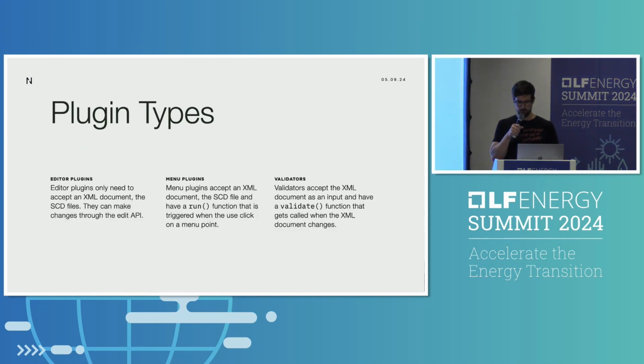As you may have seen, we have 3 different plugin types. We have editor plugins, where most of the work takes place. The only requirement they have is that they have to accept an XML document. That's the SCD file. Menu plugins have to have a run function, which is just triggered when the user clicks on a menu point. And validators have a validate function that we trigger every time the file changes, so you can make sure that everything is still valid.